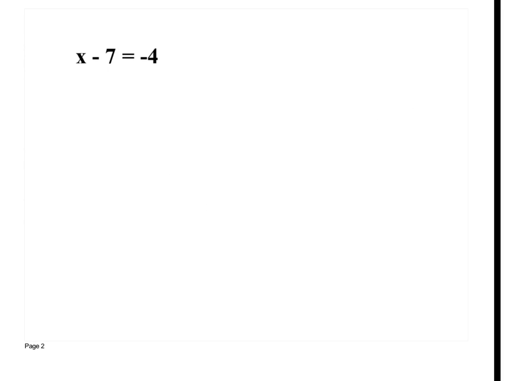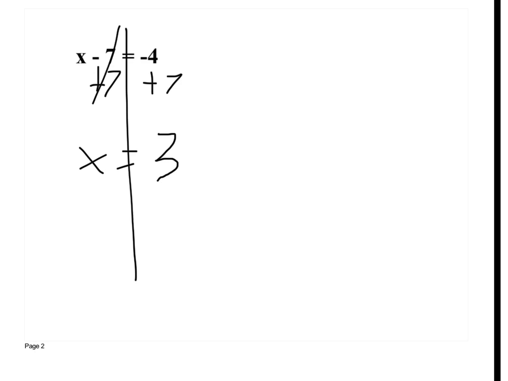So I have x minus 7 is equal to negative 4. I'm subtracting 7 from x, so instead I add 7 to both sides. I have x equals, someone raise your hand and tell me what negative 4 plus 7 is. Raise your hand, Jesse, thank you. It is 3. Okay. If you get confused on that, do 7 minus 4. This gives you the same thing.